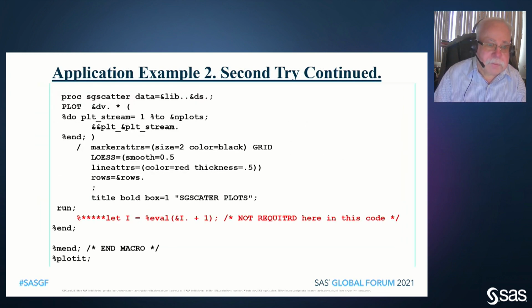Okay. So now let's do proc SGScatter. Data is equal to the library name and the dataset name. And now we can say a plot, ampersand dv, which is our y-axis, the dependent variable, multiply by, within parentheses, plot stream from 1 to 4. So now it's going to output, the first time we plot variable 1, variable 2, variable 3, variable 4. Next time it's going to 5, 6, 7, 8, 9.